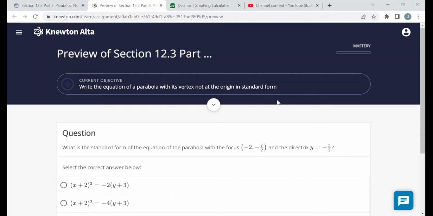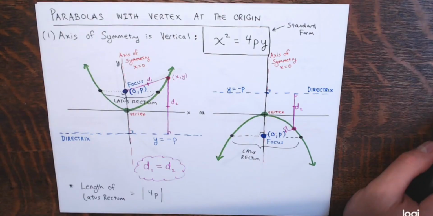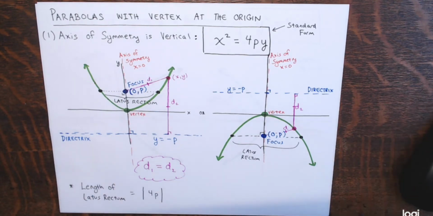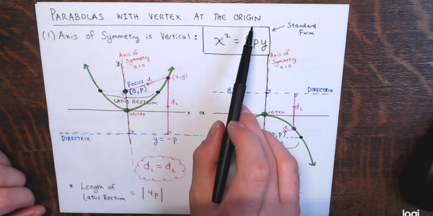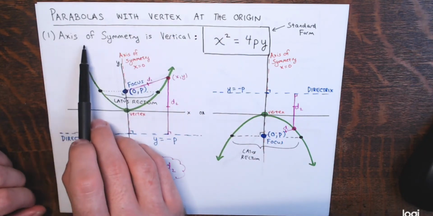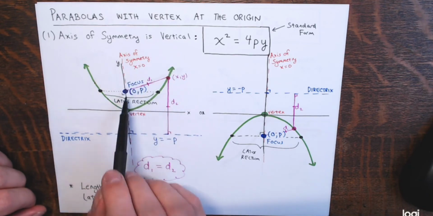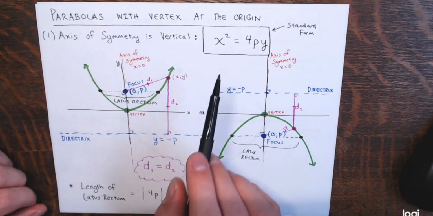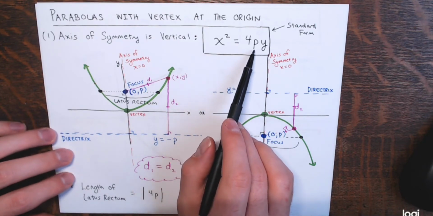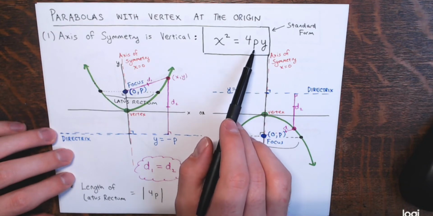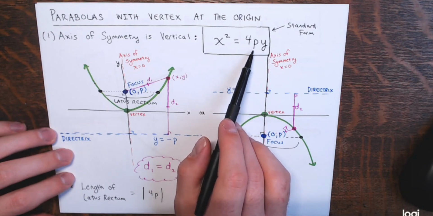Now I am assuming here that you have seen my video for section 12.3 part 1, where we were looking at parabolas that did have a vertex at the origin. In fact, I have what I drew from that video right here. We looked at 2 different cases. One where the axis of symmetry was vertical, or the y-axis, and in that case the equation in standard form was x squared equals 4py.